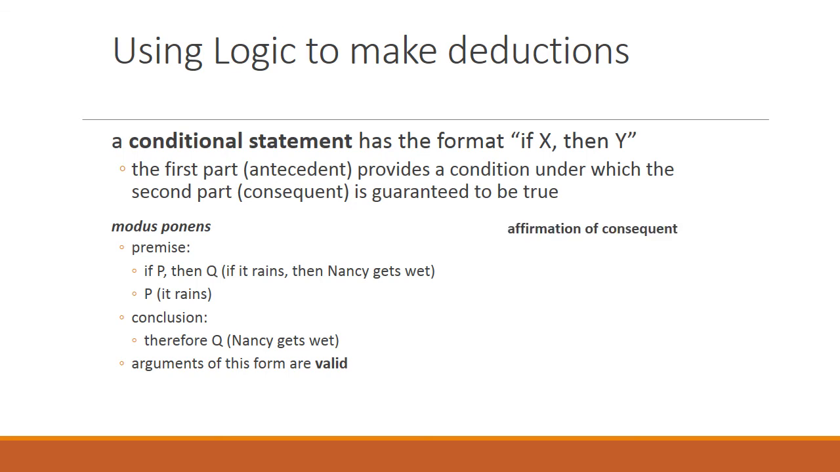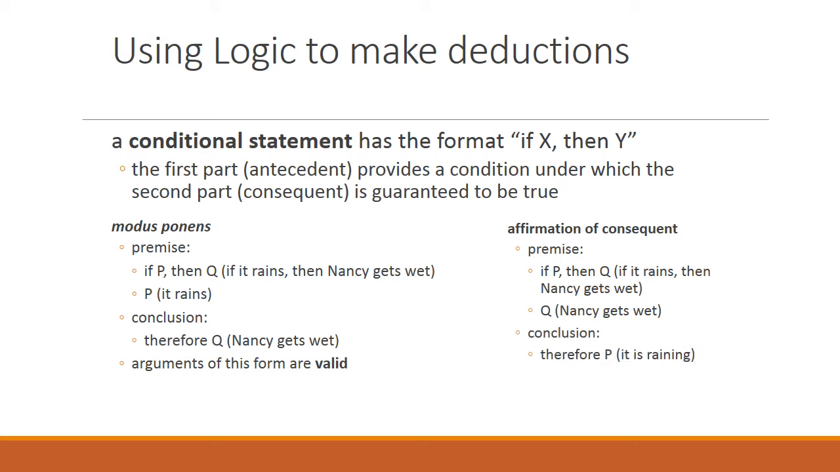We also have the affirmation of the consequent. So if P, then Q, you get Q, Nancy gets wet. Does that mean that P has happened? So you would say therefore P. But arguments of this form are invalid. Nancy could have gotten wet for a different reason other than it raining. If you have Q, it doesn't mean that P had to have happened. It could have been something else.